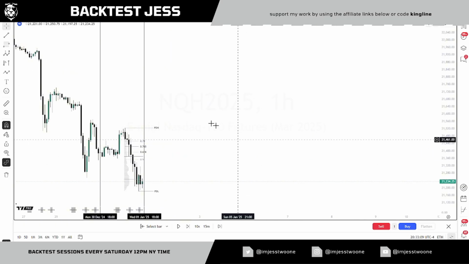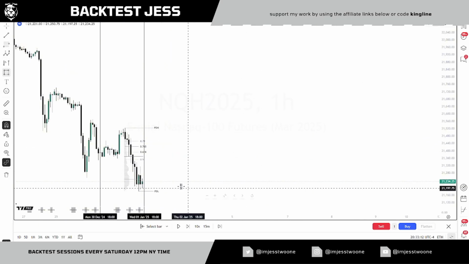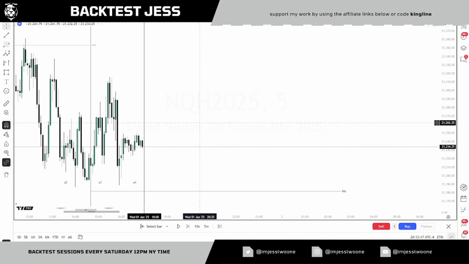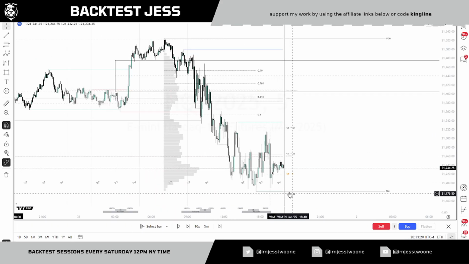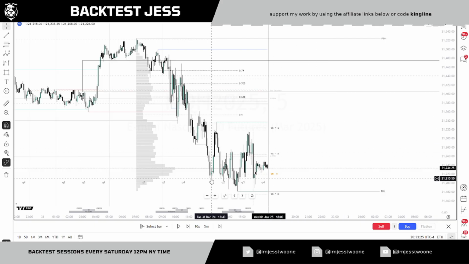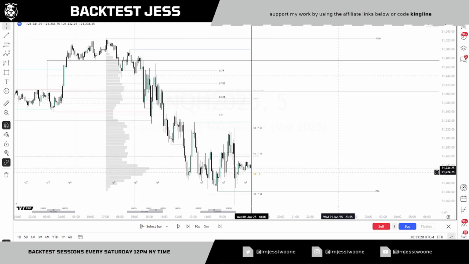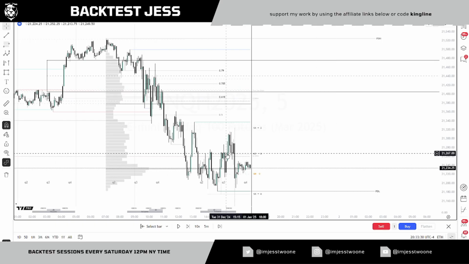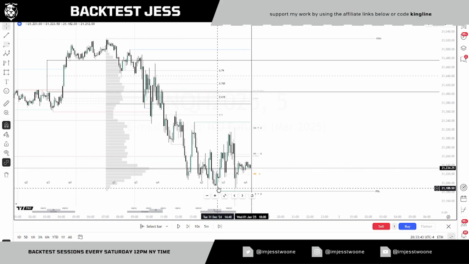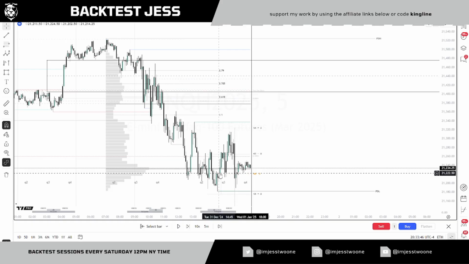I'm just gonna shoot up to the 1 hour. Okay, so we have this clear 1 hour BPR up here, and referring to PM session, we have this close above here. So this is Q2. Q3 starts at 3, and then we have this change in state delivery occurring here technically in Q2.